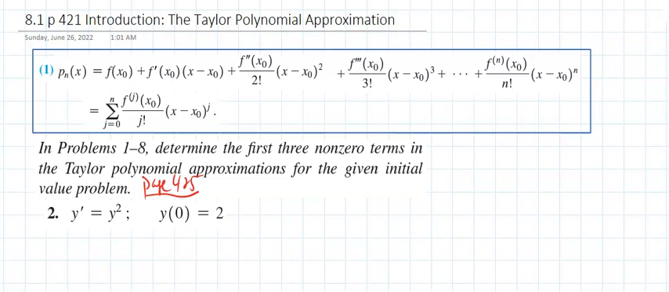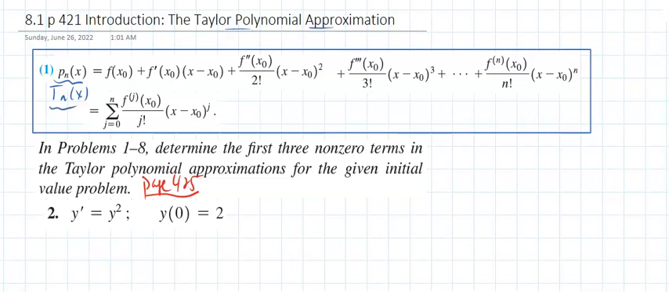Section 8.1 is on page 421. It's an introduction to Taylor polynomials from second semester calculus. If you recall, normally we call them T sub n in certain books. Here they call them P sub n for polynomial, T for Taylor.